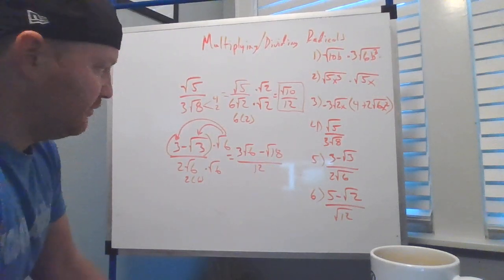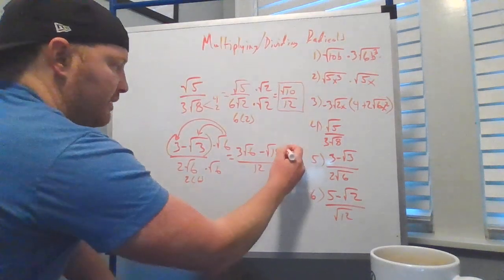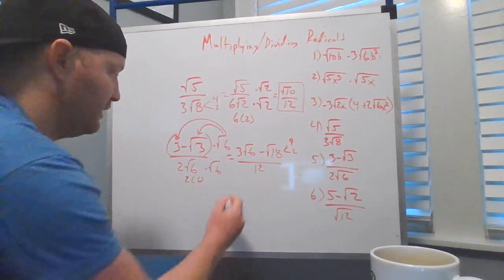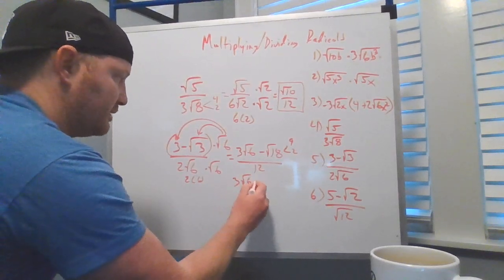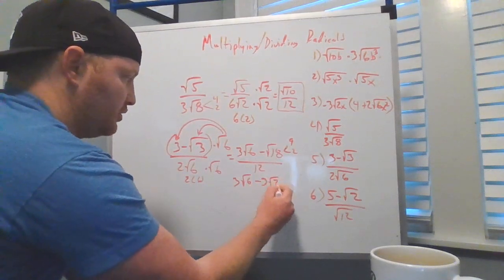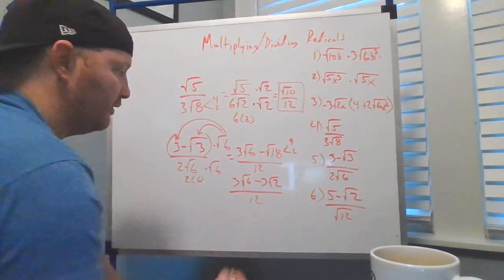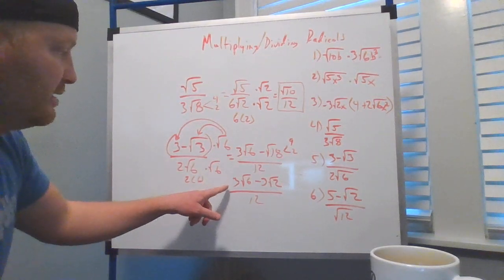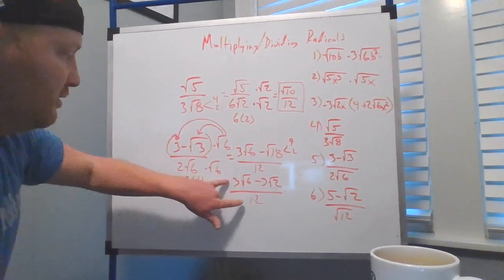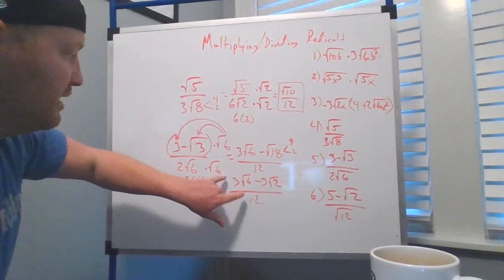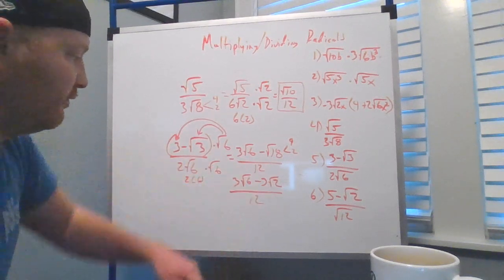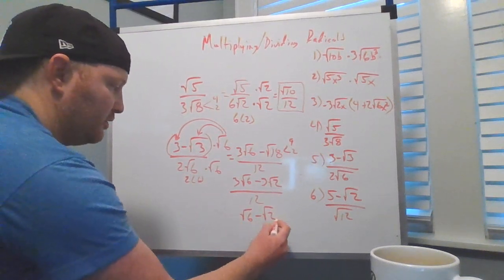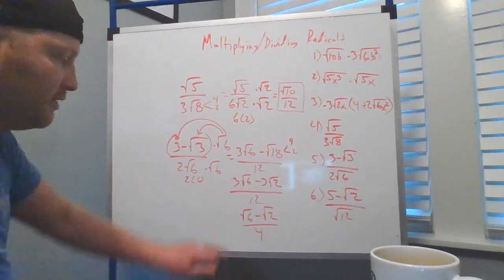But we're not done just yet, because I got this guy right here. My 18 has a 9 and a 2 inside of it, and that 9 comes outside as a 3. So now this says 3 radical 6 minus 3 radical 2 all over 12. And now we are almost done, because I got to look. In this case, this worked out pretty nicely because I got a 3 and a 3 and a 12. So this is going to come out really nice and clean, because this is both going to reduce to 1/4. So our final answer will be radical 6 minus radical 2 all over 4. And there's an invisible 1 there and there.